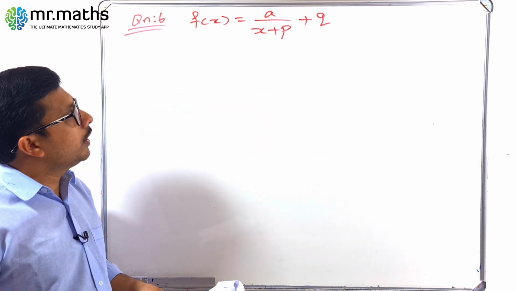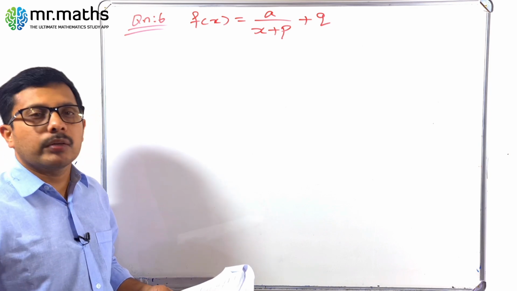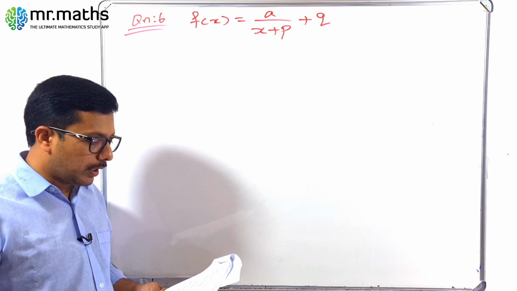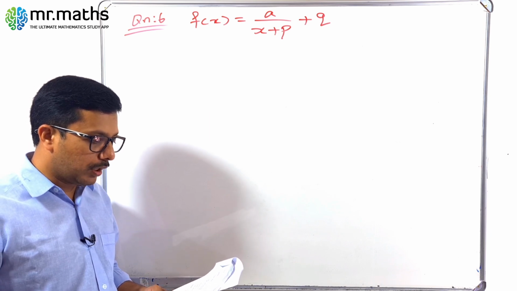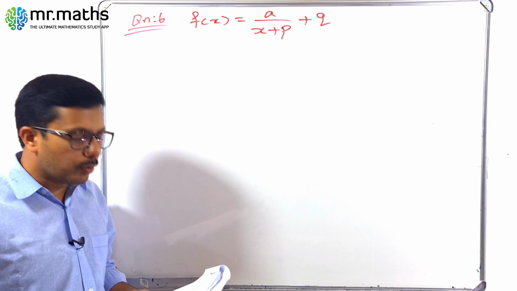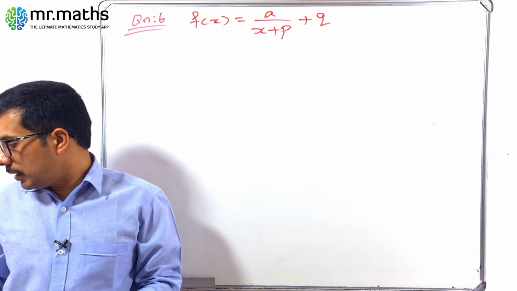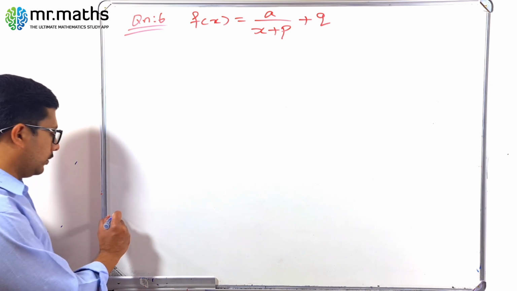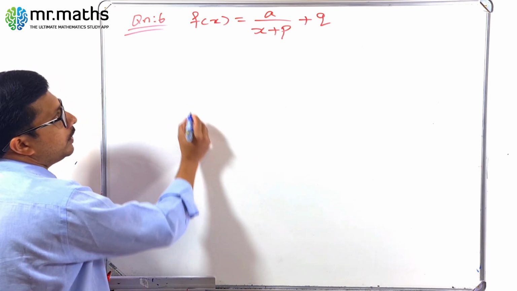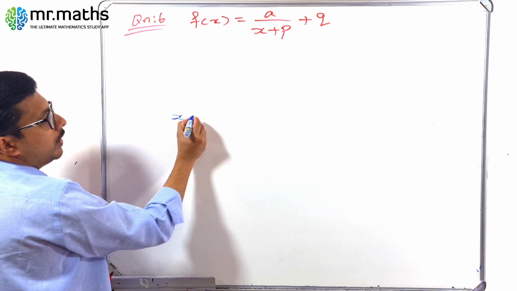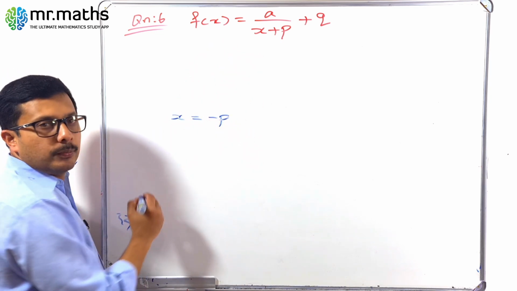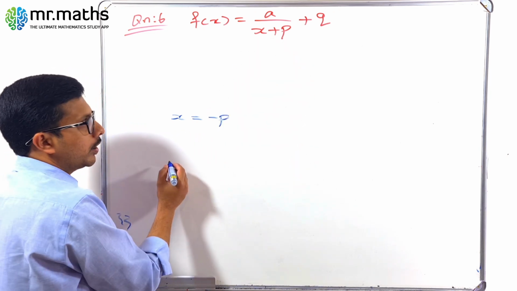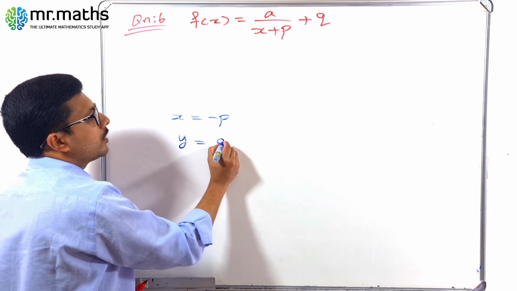Here it is given that f of x is equal to a divided by x plus p, plus q, has the following properties. The range is y an element of R, y not equal to 1. Before I go to that, in this equation, what are the asymptotes? x is equal to minus p is an asymptote, the equation of the asymptote. Then the second asymptote is y is equal to q.